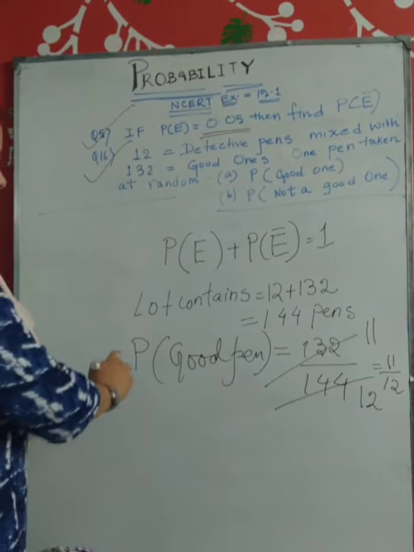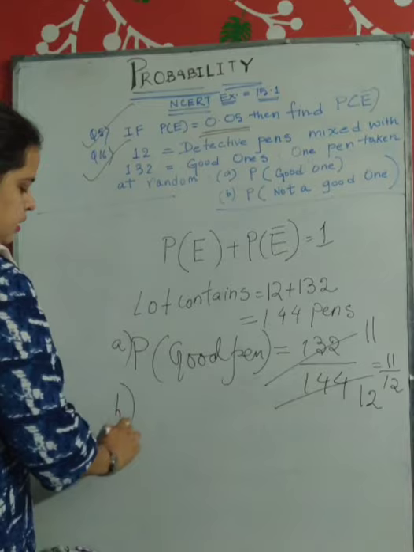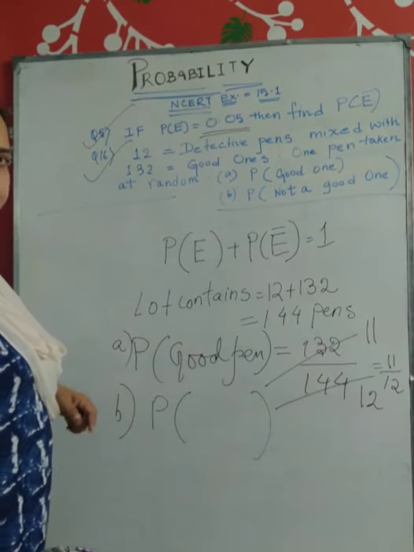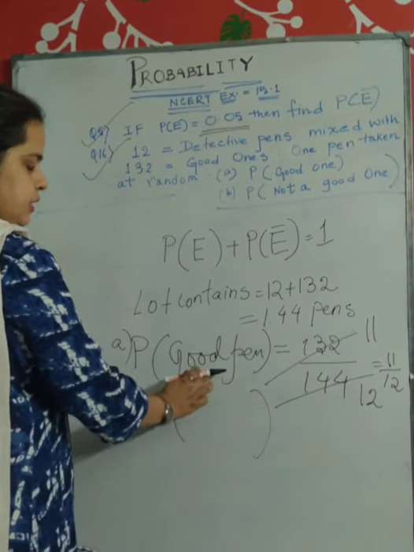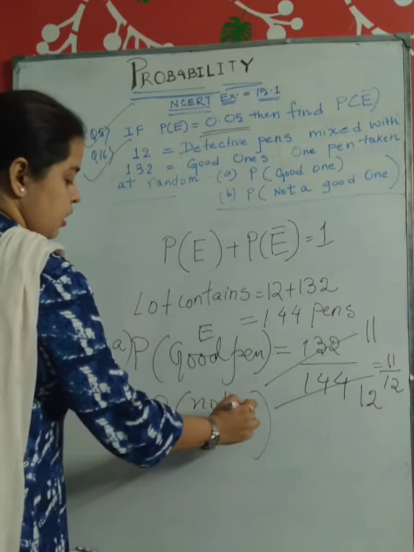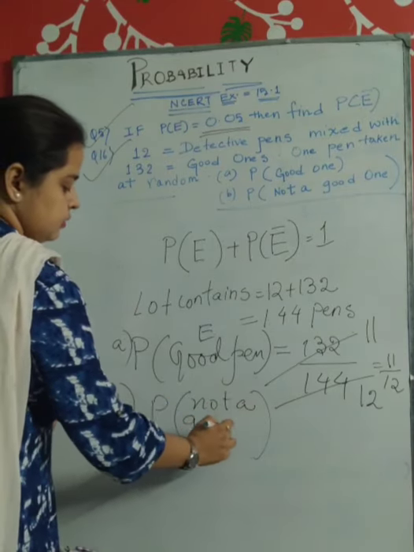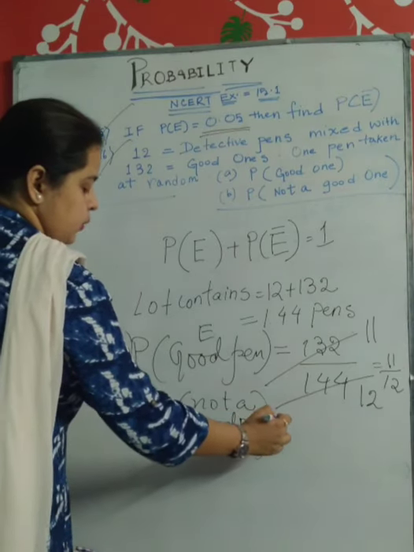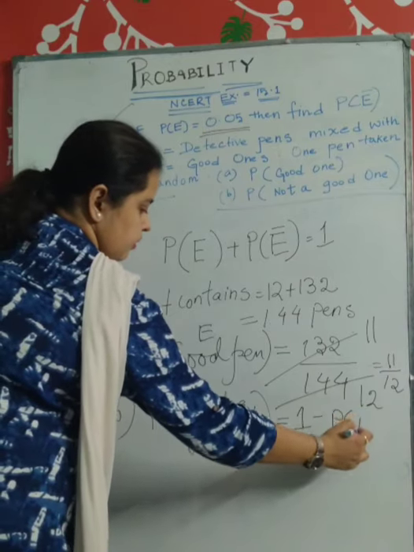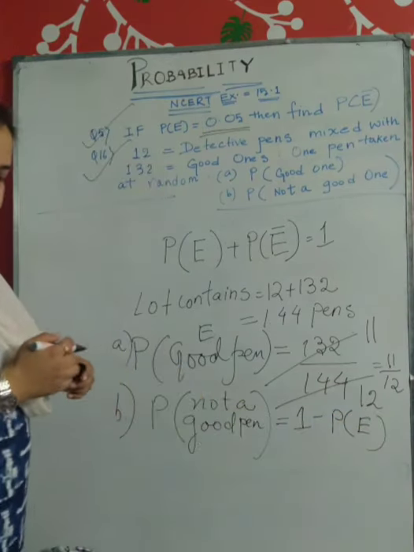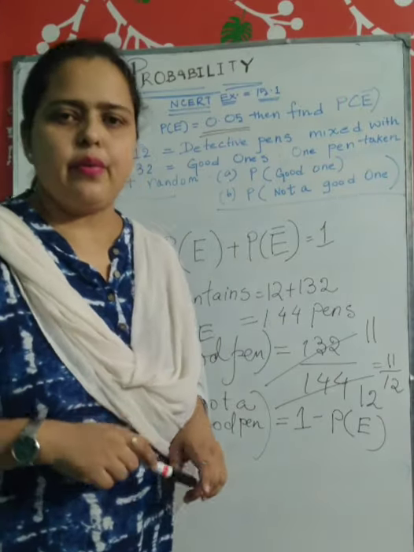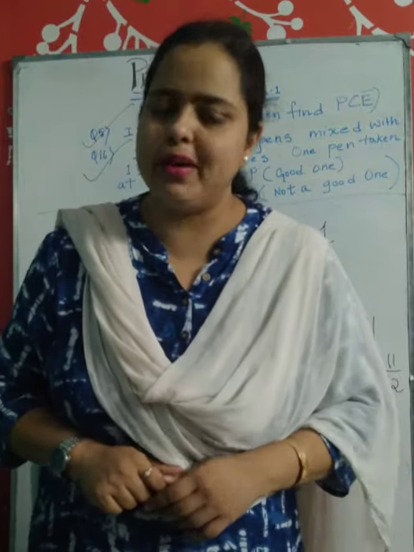Now part B, see here, not a good pen. That means it's a complement of the first one. If this is E, now not a good pen. So I am going to do this. What is it? Not a good pen means defective. See children, you can write directly also 12 by 144.